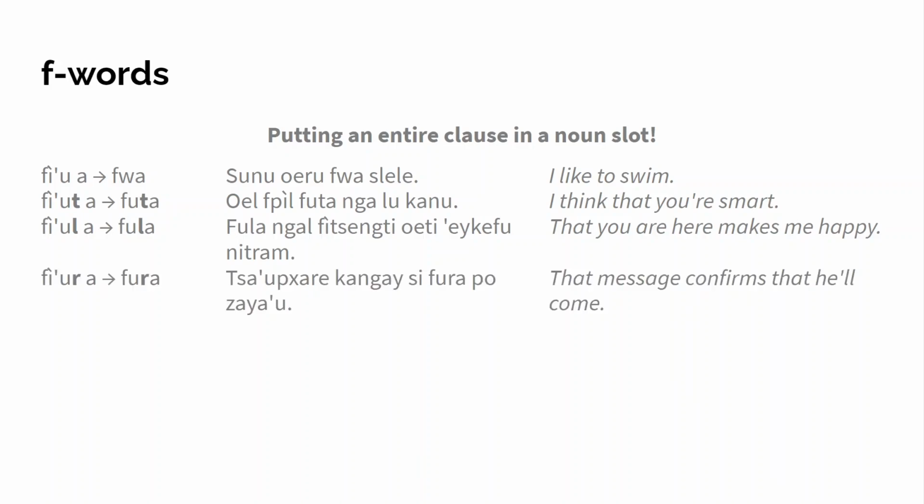Feura becomes fura. Zaupare gangaisi furaposa yao. That message confirms that he'll come. Same reasoning as always, we need the R ending here, because gangaisi is intransitive, so the thing that is confirmed gets the R ending, so fura.